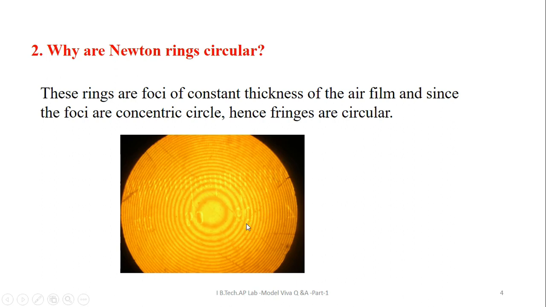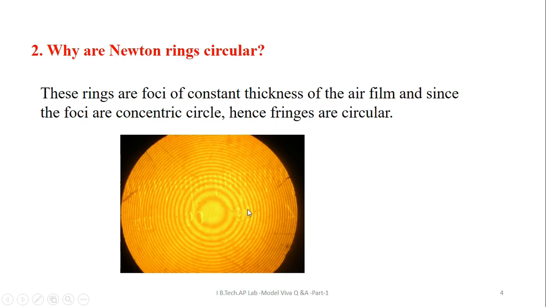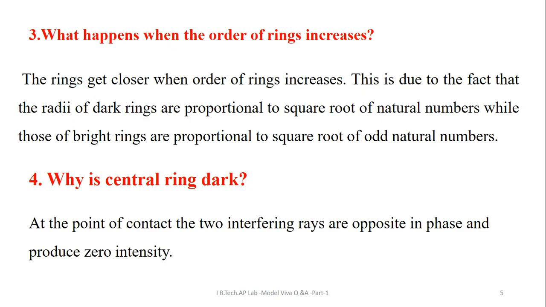Why are they circular? That is another important question. These rings are fringes of constant thickness of the air film. Since the loci are concentric circles, the fringes are circular. Then what happens when the order of the rings increases? Whenever we go from the center away from the center, the order of the ring goes on increasing. As it increases, the radii of dark rings are proportional to the square root of natural numbers, while those of bright rings are proportional to the square root of odd natural numbers.